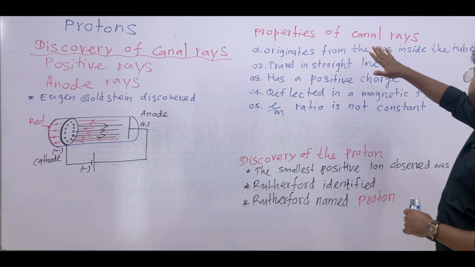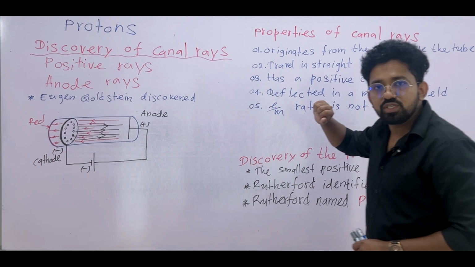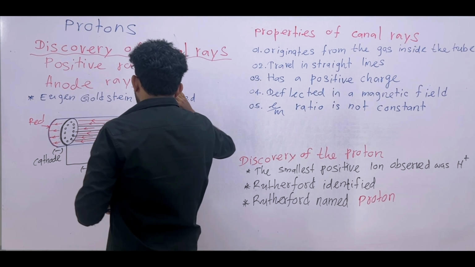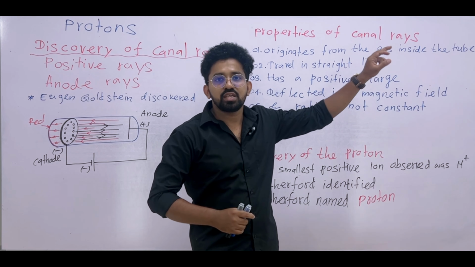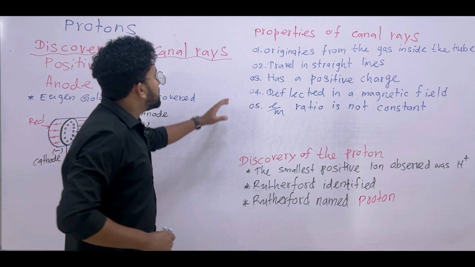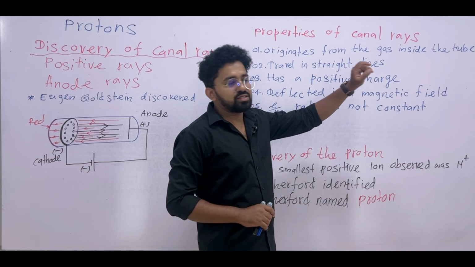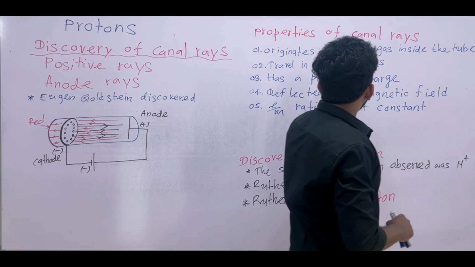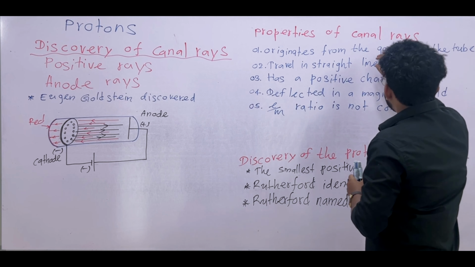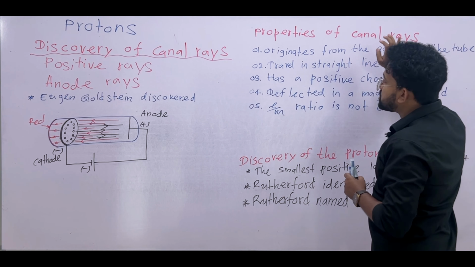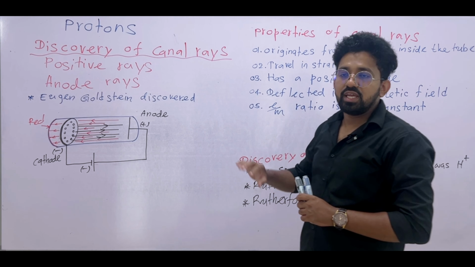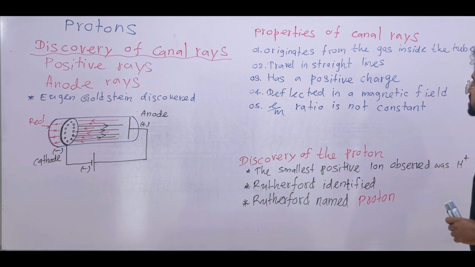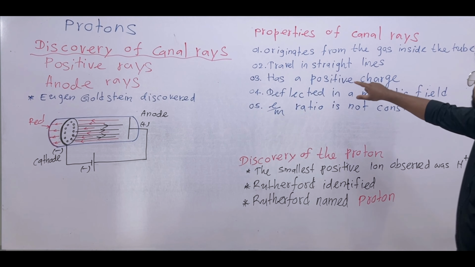They originate from the gas inside the tube, not the anode, not the cathode. They travel in straight lines. Here we can also use the same experiment that we used for the cathode rays. And this one, they have a positive charge.